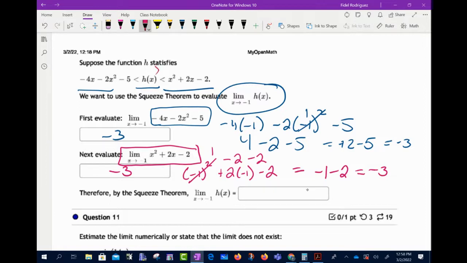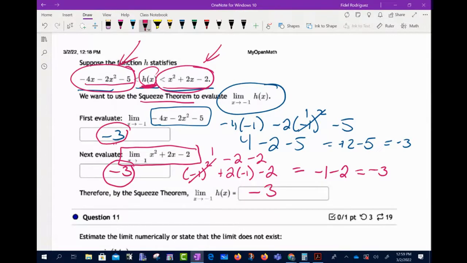So look what it's saying, guys. h of x is between these two functions, right? As we take the limit as x approaches negative 1 of the first one, we came up with negative 3. And as we took the limit of the second one, we came up with negative 3. If h of x is between those two values, what would the limit have to be equal to? Negative 3, right? They call it the squeeze theorem, y'all. When I took the calculus class back in, I don't know, the early 90s, they called it the sandwich theorem. But it's the same idea. This function is being squeezed between those two, or sandwiched in between. So since that function is in the middle, it's also going to have to be negative 3.